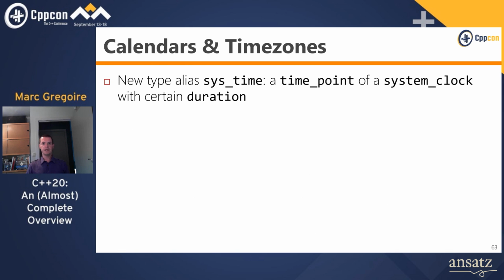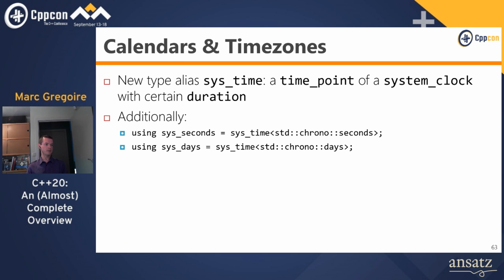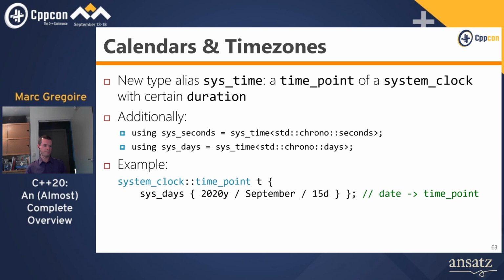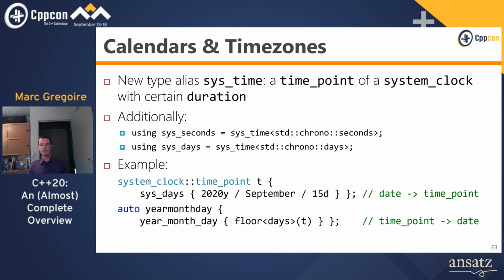One new type alias is systime, and that is a time point of a system clock with a given duration. And based on this systime type aliases, there are 2 new type aliases, sysseconds and sysdays, and these can be used as follows. So here I have a date. I have 15th of September 2020, and thanks to the sysdays type alias, I can convert this to a time point. The other way around is also possible. If I have a time point, I can convert it to a date using this syntax. And both of these examples are working with a resolution of a day, because here I'm rounding it to days, and here I'm using the sysdays type alias, so resolution is a day.